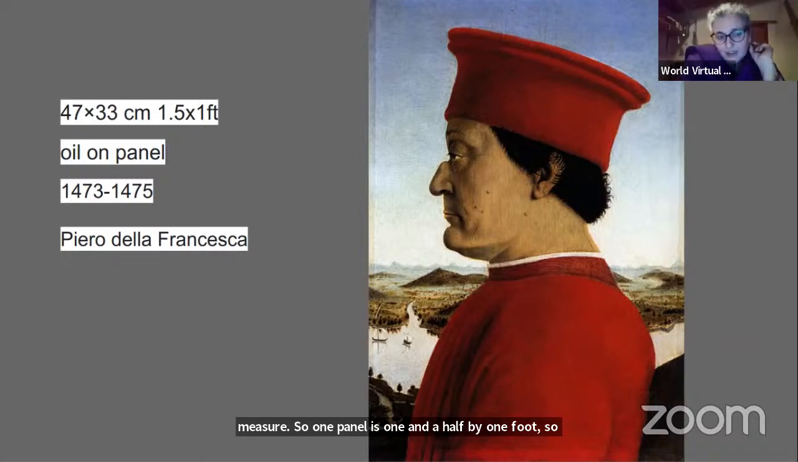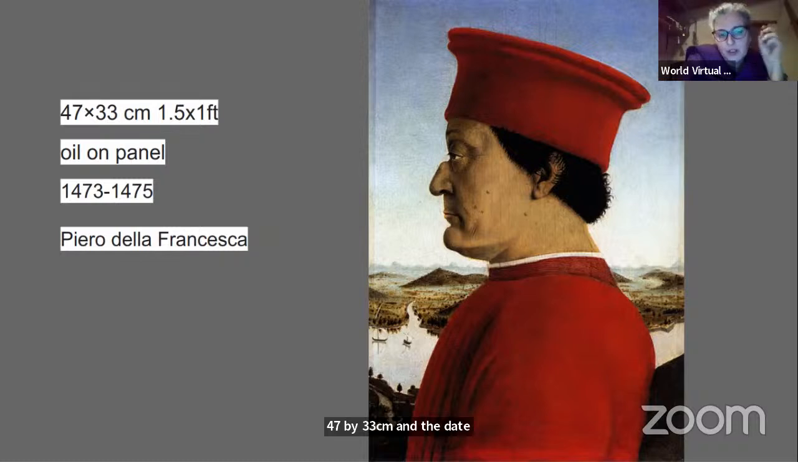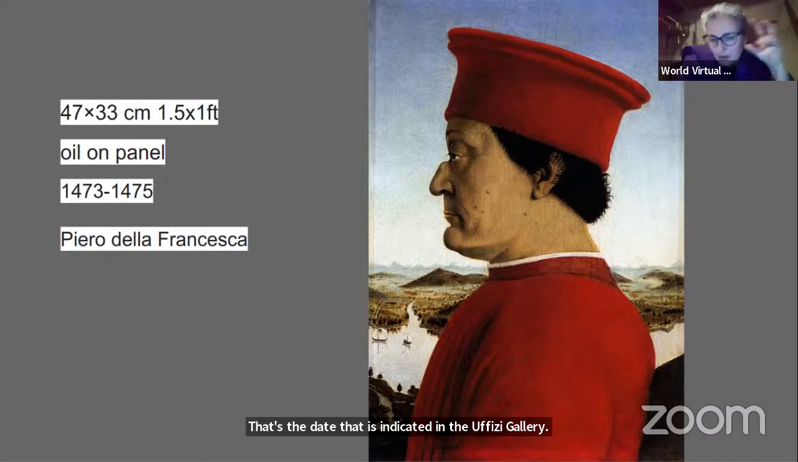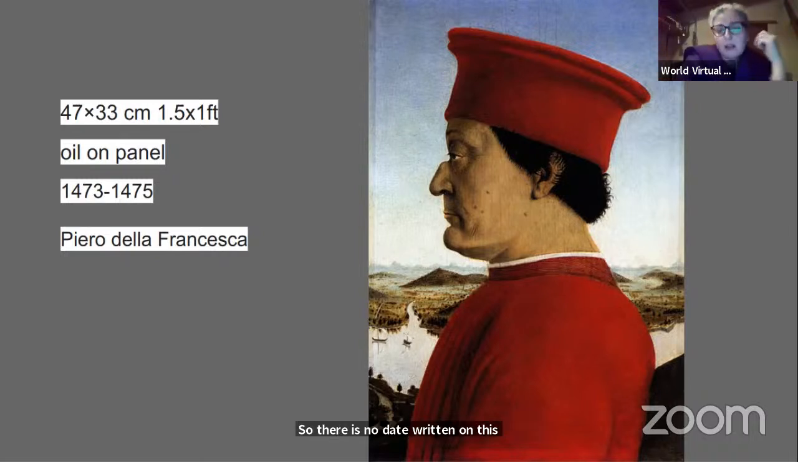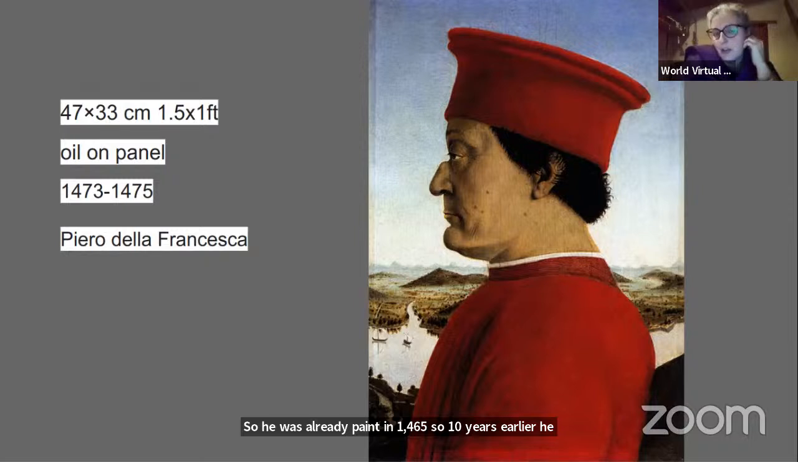And the date is a bit of a problem, because here I wrote 1473, 1475. That's the date that is indicated in the Uffizi gallery. So there is no date written on this painting. We know Piero della Francesca was active in Urbino for quite a while. He was already painting in 1465, so 10 years earlier. He was already in Urbino painting for the Montefeltro family. We don't have a contract.